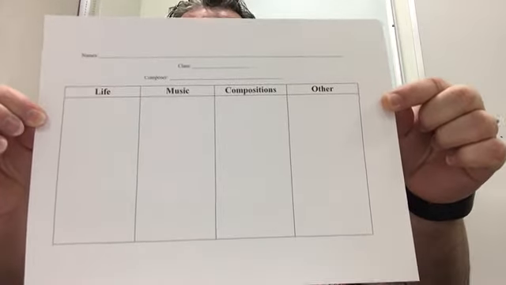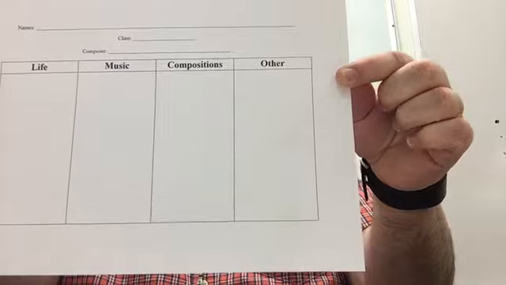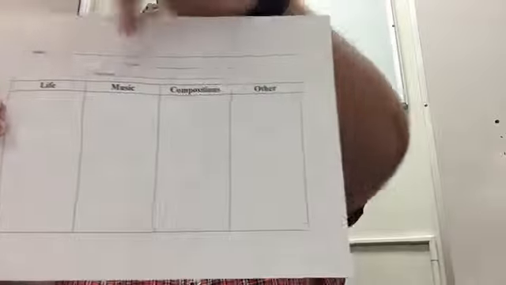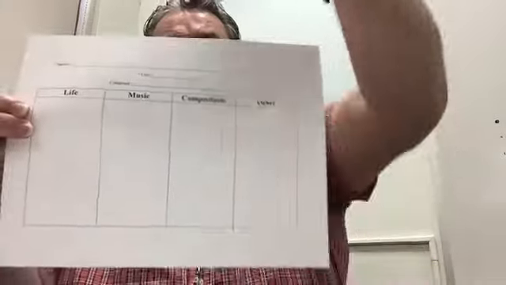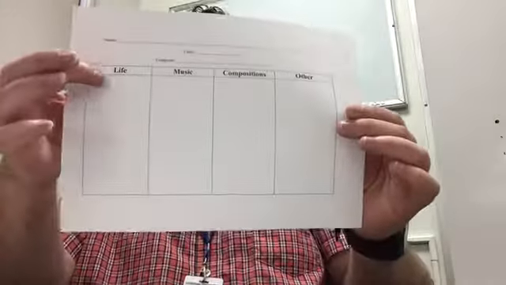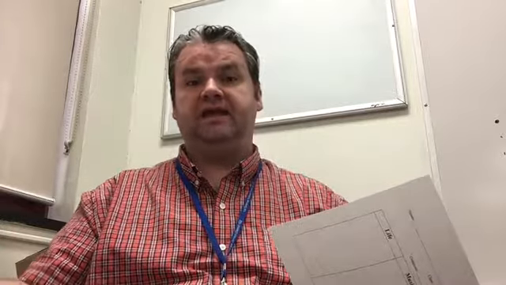One is life, music, compositions, other, because they have to put their names here, their class, come from different classes, their homeroom really, and the name of the composer. In the life section, they have to find items in the article that deal with the biography of the composer. Important events in the composer's life that are not necessarily musical in nature, like date of birth, date of death, places they lived, places they moved to, jobs they had, family life, things like that.